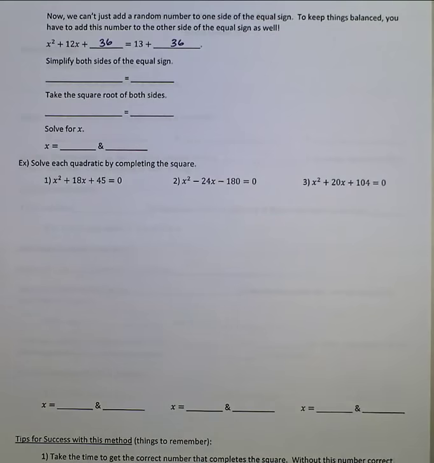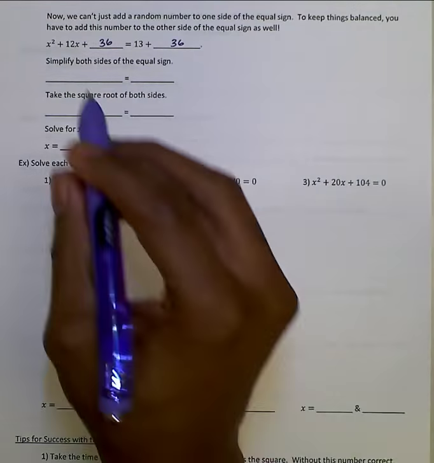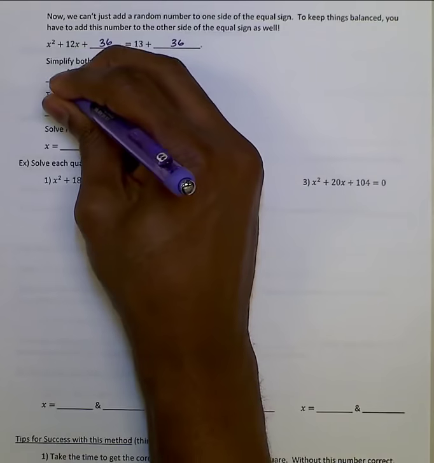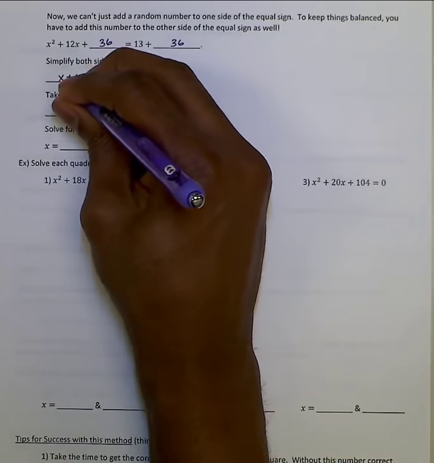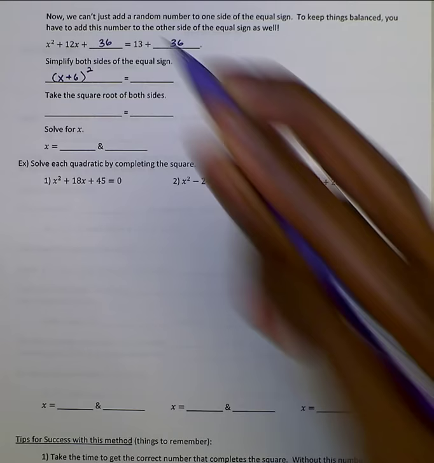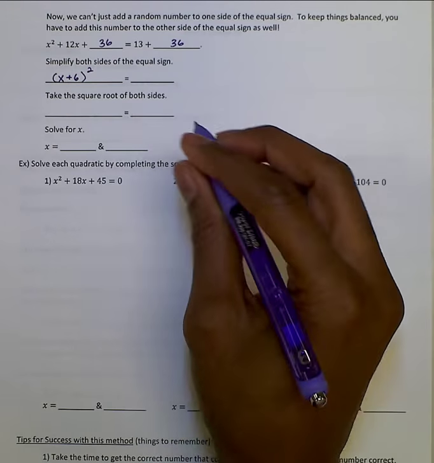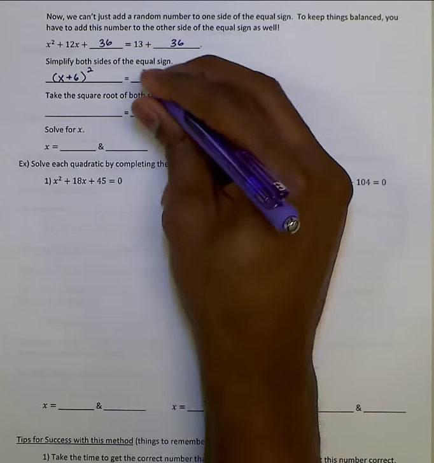And so now I can simplify both sides of the sign. So that gives me x plus 6 squared. See how we just made that? And on this side we have 49.